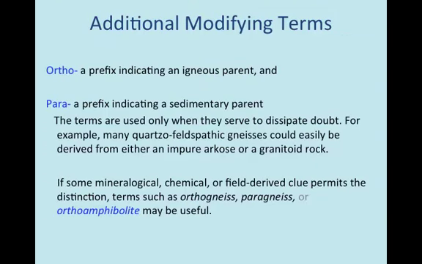Some other terms that you may run across: ortho, like orthogneiss, indicates that the protolith was igneous. It says no more or less than that, just that you had an igneous protolith. A paragneiss would be one that had a sedimentary protolith. And sometimes, you can't apply these necessarily in all cases. You don't know what the protolith was, whether it was igneous or sedimentary, but nevertheless, you'll see these terms.